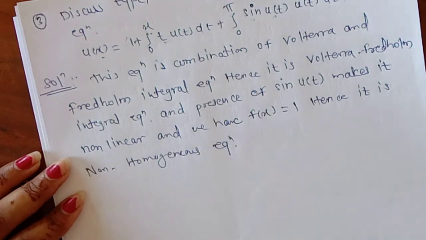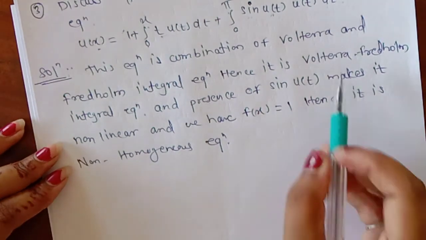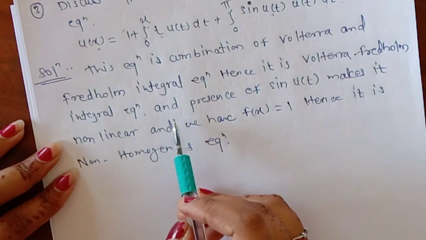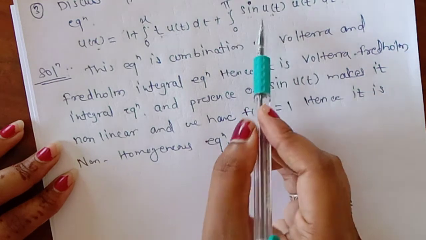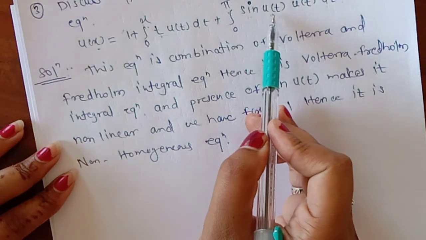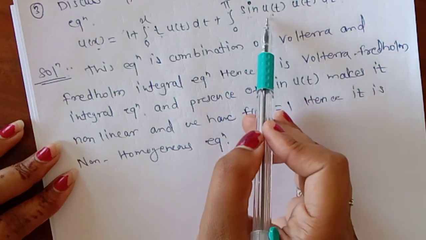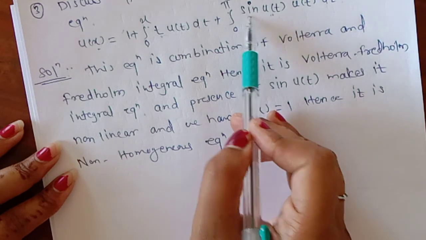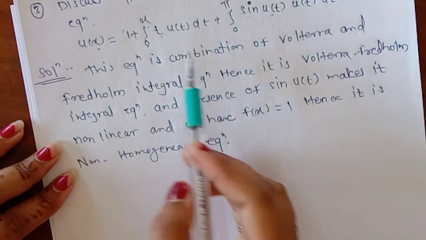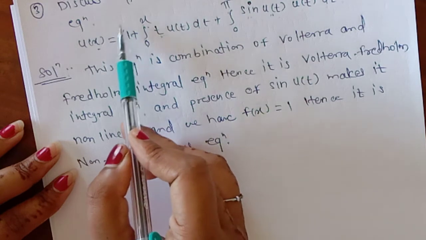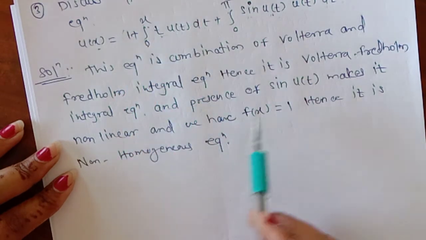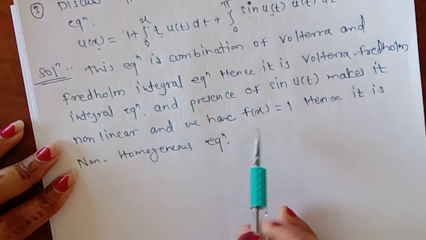So the given equation is a Volterra-Fredholm integral equation, which is a non-linear equation since the unknown function appears inside sin of u t. The unknown function u of x is an argument of a sine function. So this is non-linear, and the function f of x has a value 1, which is a non-zero value. So the given equation is a non-homogeneous equation.